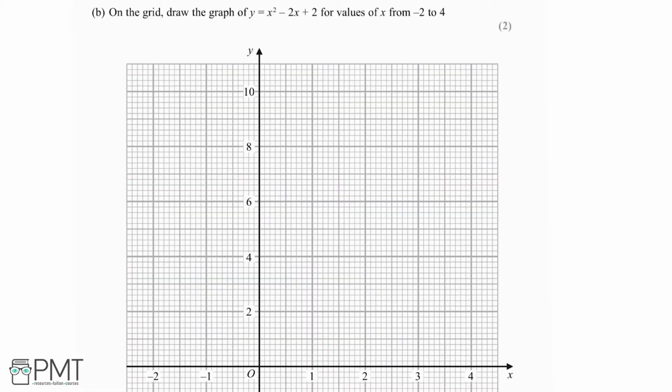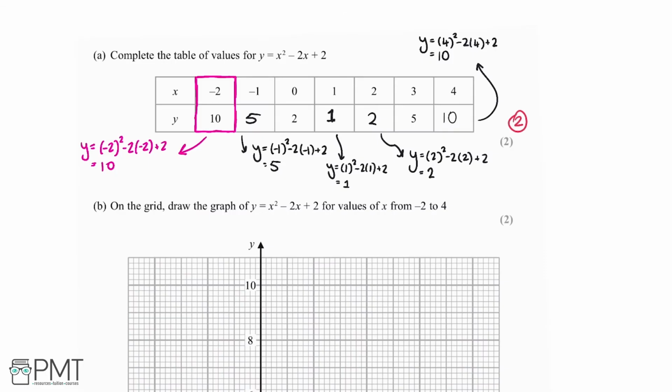Part B says, on the grid, draw the graph of y equals x squared minus 2x plus 2 for values of x from minus 2 to 4. Okay, so that follows on really nicely from the first part. In our table from the first part, we were completing it for the same quadratic, going between x's minus 2 and 4. So we know the corresponding y value for each x value, so we can use these as pairs of points and plot them on the grid below.